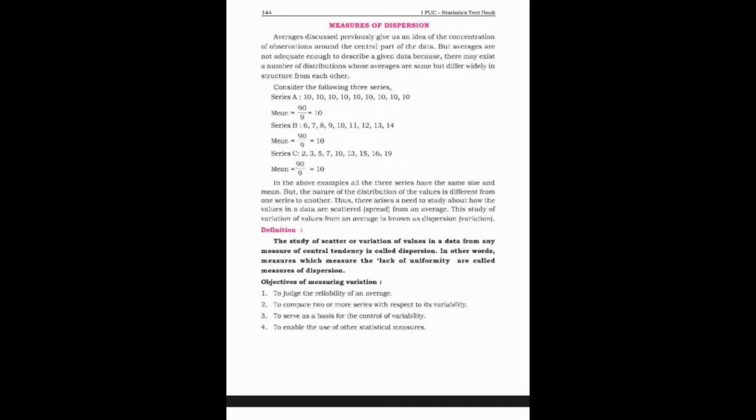Today we are discussing measures of dispersion. In the previous video we discussed the measures of position. Quartiles, deciles and percentiles are over. Here we are discussing measures of dispersion. Then what is the measure of dispersion?